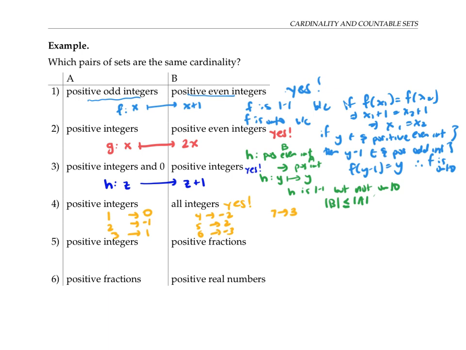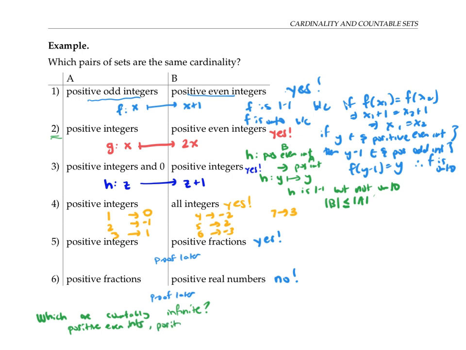It turns out that number 5, the positive integers and the positive fractions, are also the same cardinality, but the positive fractions and the positive real numbers are not the same cardinality. There's some really cool proofs of these surprising facts that we'll get to in class or possibly in another video. So, which of these sets on this page are countably infinite sets? Recall that countably infinite means the set can be put in bijection with the set of positive integers. From the second example, we see that the positive even integers are countably infinite because they can be put in bijection with the positive integers.